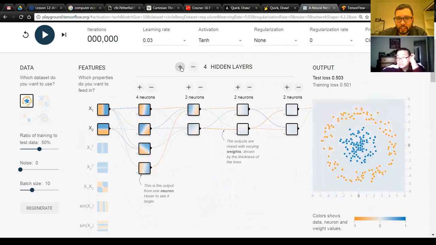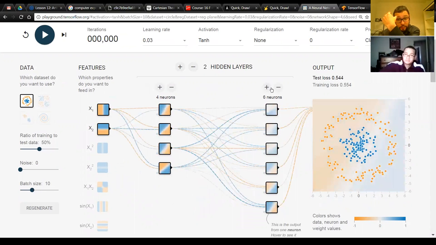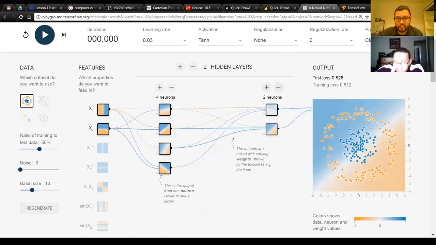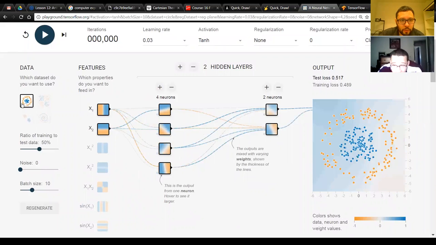I can add more hidden layers if I want, although it gets computationally expensive. I can take away layers, I can adjust these layers in all sorts of different ways. I can put more nodes on a layer if I want. So there's lots of different ways of adjusting this thing. And the task is to do a classification of this data set. We have four different data sets we can use, but I'll start with this one.